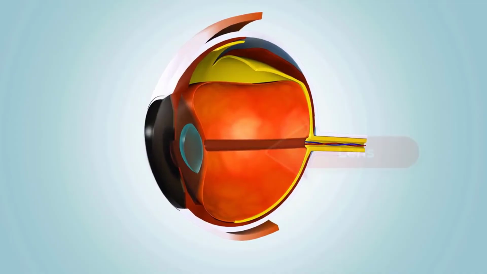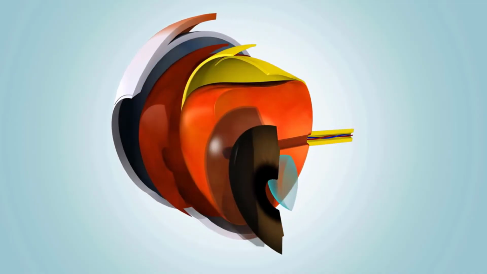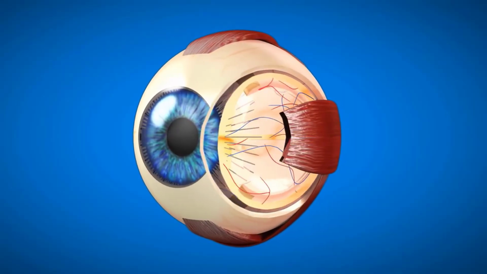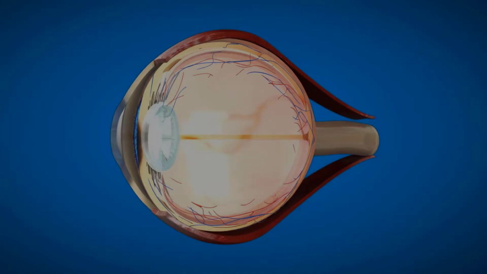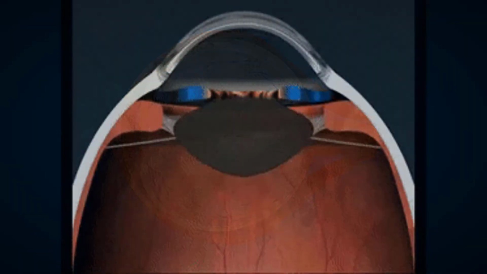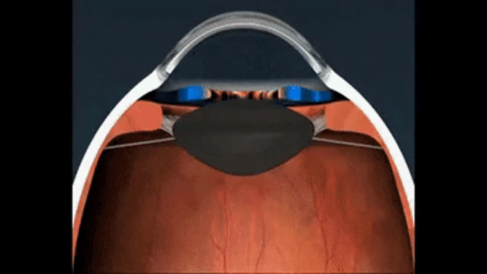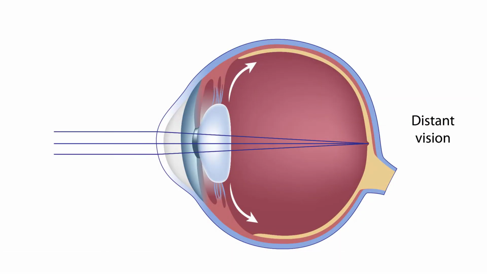The lens focuses the visual image on the retinal photoreceptors by changing its shape. A dense fibrous capsule covers the entire lens. The capsular fibers intermingle with those of the ciliary zonule. As tension in the ciliary zonule increases, the lens flattens. With the lens flattened, the eyeball is able to focus on distant objects.